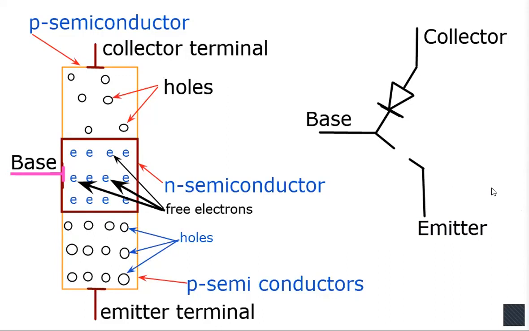Therefore, a transistor can be treated as a combination of two different diodes. The word "different" is very important. A transistor can be considered as two different diodes. Full stop.